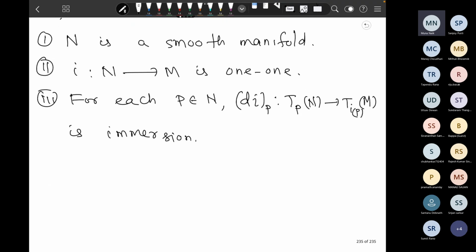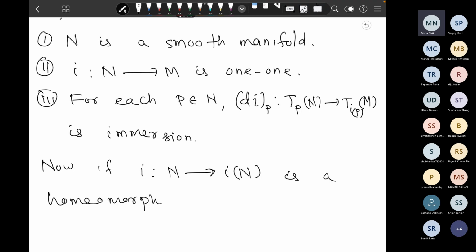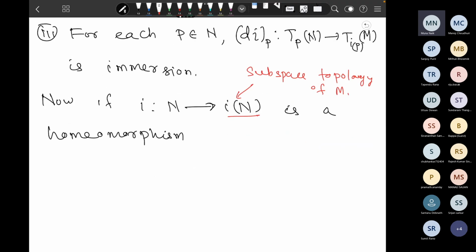Okay, immersion. Now, this I from N to I(N) is by definition a smooth map, hence continuous. But the inverse may not be smooth, and may not even be continuous. Here I(N) carries the subspace topology of M. So now if I from N to I(N) is a homeomorphism, then (N, I) will be called an embedded submanifold of M.